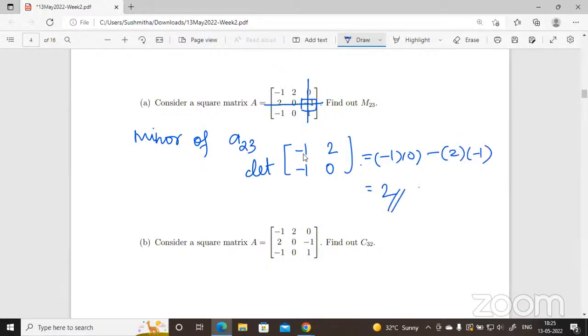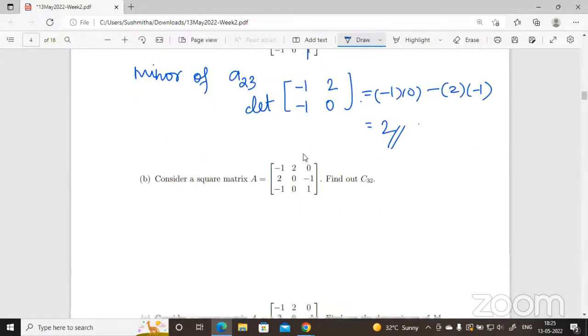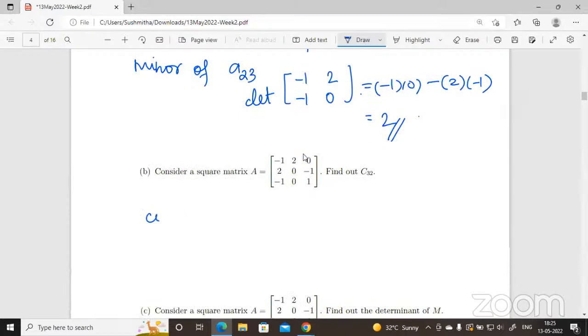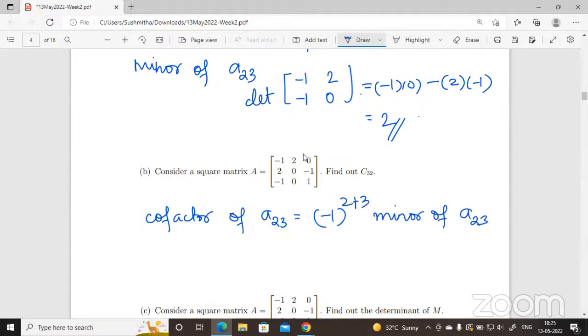So it's 2. What will be the cofactor of this entry? This is also 2. Minus 2. Minus 2, ma'am. Yeah. Minus 1 raised to the power 2 plus 3 into the minor of A23, so the cofactor of 2,3 will be minus 2.